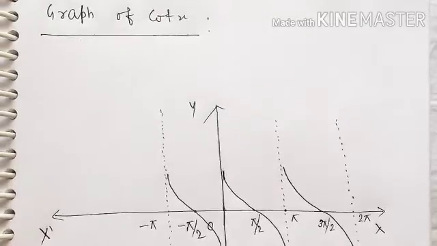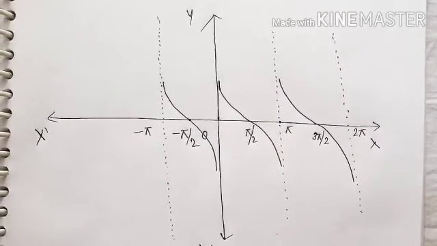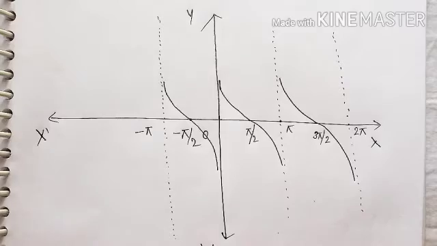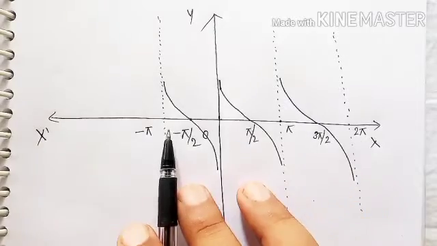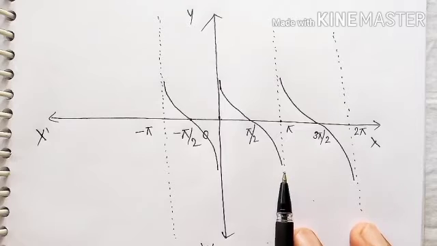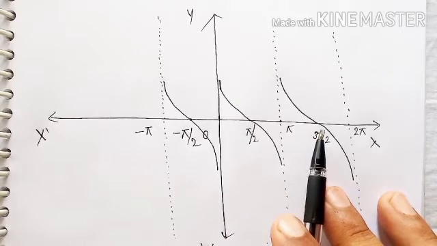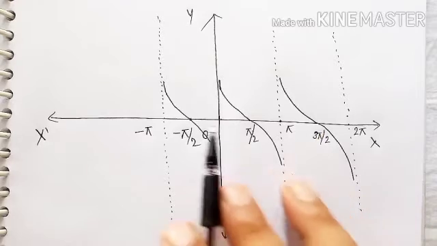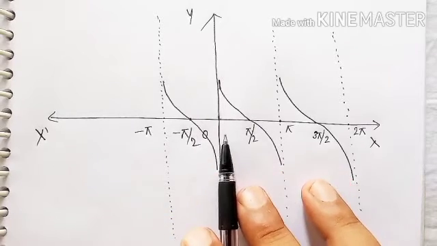Now the graph of cot x. We know that cot x is undefined at integral multiples of pi. So we can see at pi, minus pi, or 0, it is undefined, it just wants to touch. And at odd multiples of pi by 2, its value becomes 0. That's why it intersects the x-axis at odd multiples of pi by 2, that is minus pi by 2, pi by 2, 3 pi by 2.